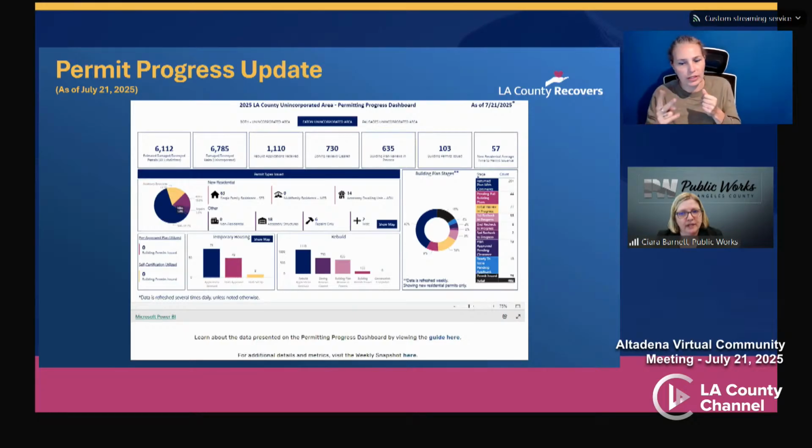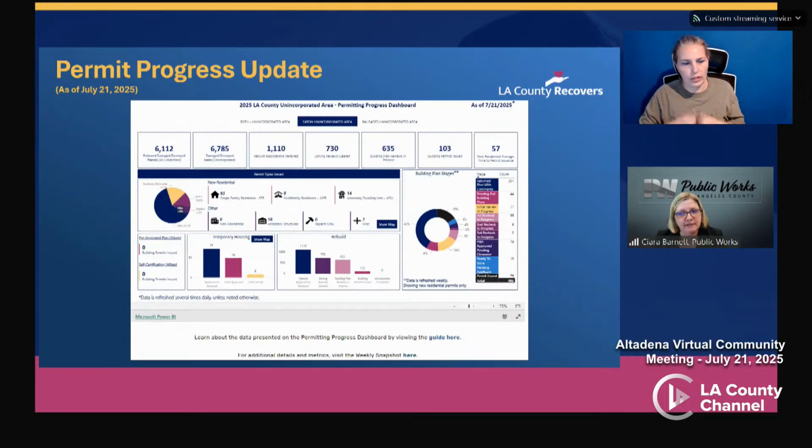In addition to the dashboard this week is the table and pie chart on the right-hand side of your screen. And this shows where projects are in their review. So this data is for the building plan review, and it's updated weekly, and it only includes new residential projects. So that includes new single-family homes, accessory dwelling units, and multifamily units. So about 200 new residential projects have been reviewed and are back with the designers for revisions.